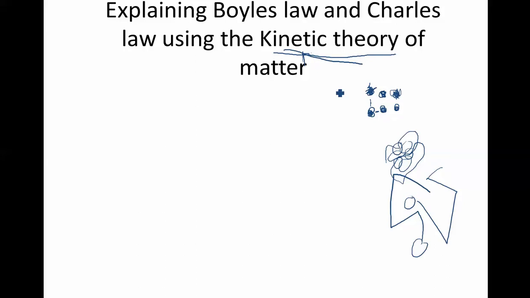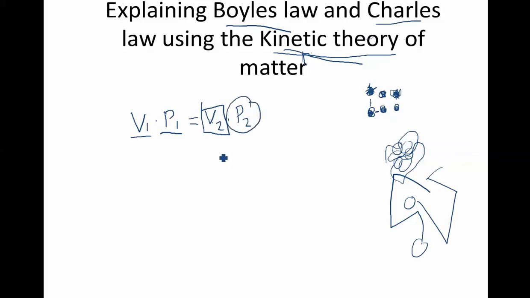Now, I do want to relate that to Boyle's law and to Charles' law, both mathematically, but also using the kinetic theory of matter. Now, Boyle's law mathematically says V sub 1 times P sub 1 equals V sub 2 times P sub 2. Basically what that means is if we have an initial volume at an initial pressure, well, what happens if we change the volume? If we change the volume, the pressure is going to be changed as well.